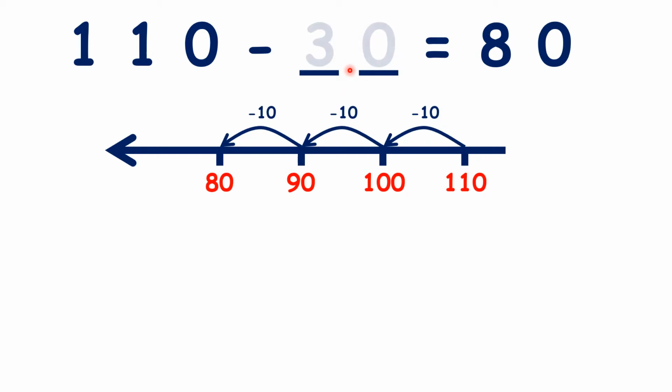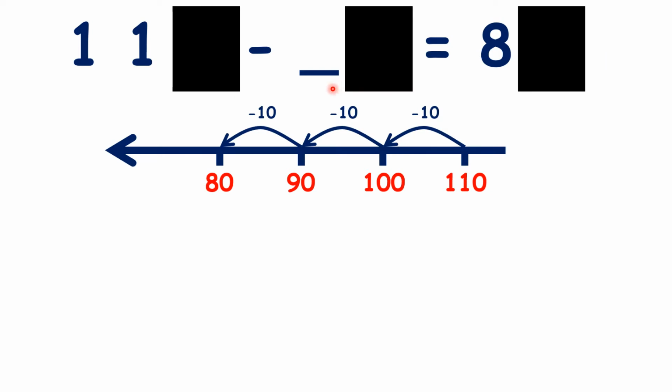But there's an easier way to get our missing number. Notice that 110 and 80 are both multiples of 10. We know that because they both end in zeros. They both have 0 in the unit's place value. Well, missing number problems with multiples of 10 are really just as easy as our usual missing number problems.